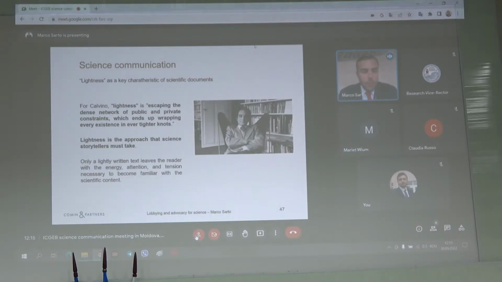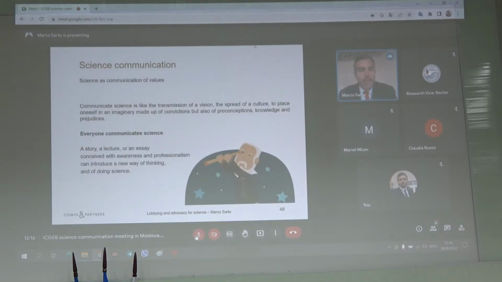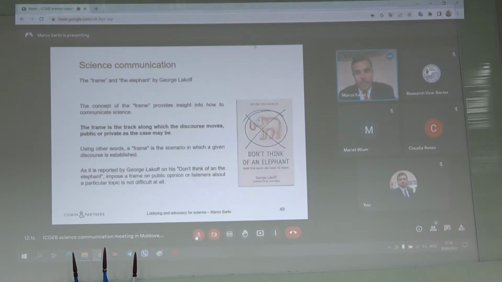Lightness is the approach that science storytellers must take, because if we want to talk with others, we have to understand that everyone communicates science, but not everyone has science. So it's important to understand this peculiar difference. On this point, it's important to underline one main concept, which is the concept of frame. Frame could be useful in order to communicate science. The frame is the track along which the discourse moves, public or private, as the case may be.